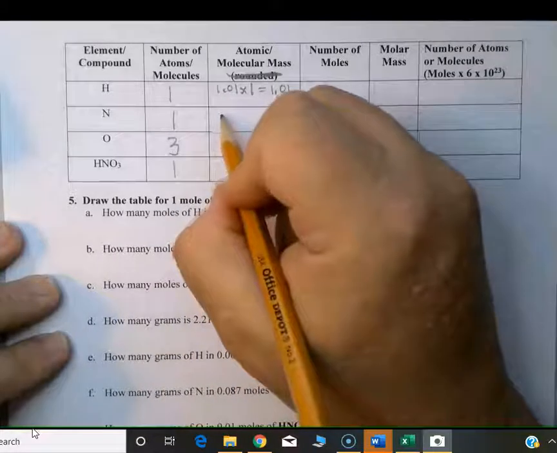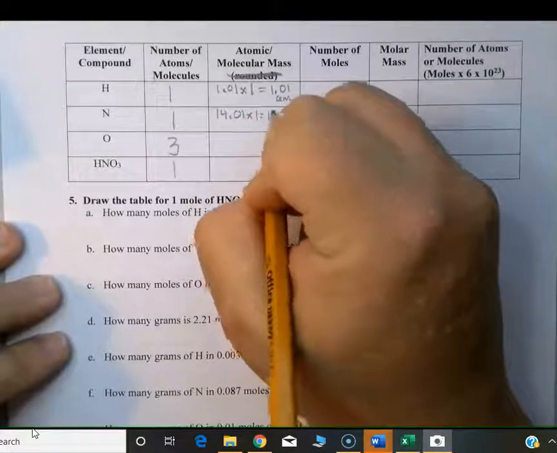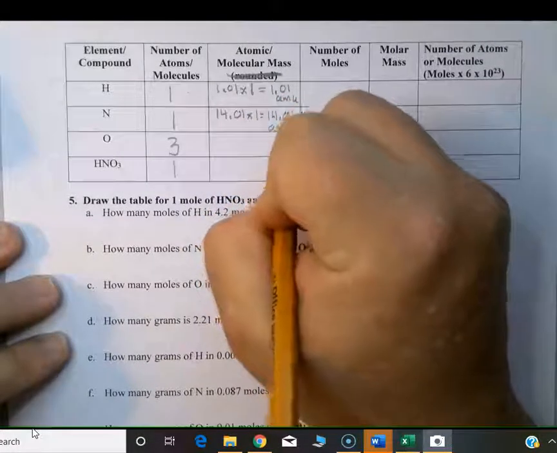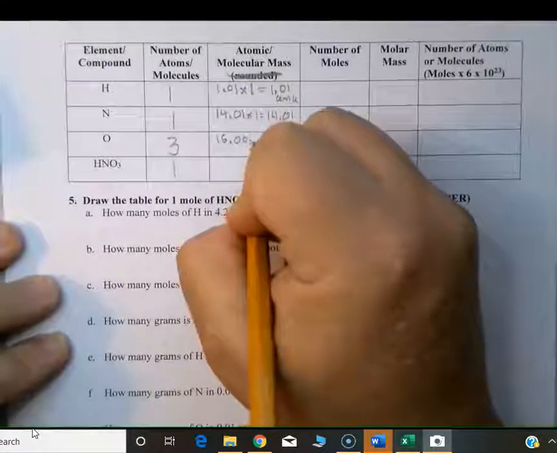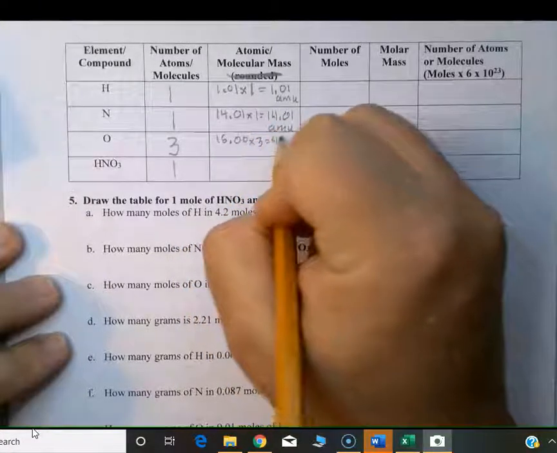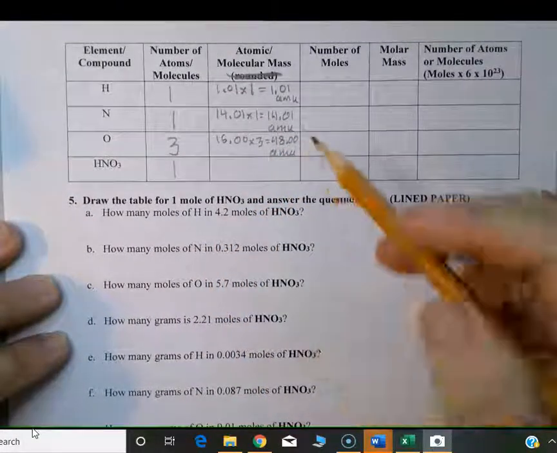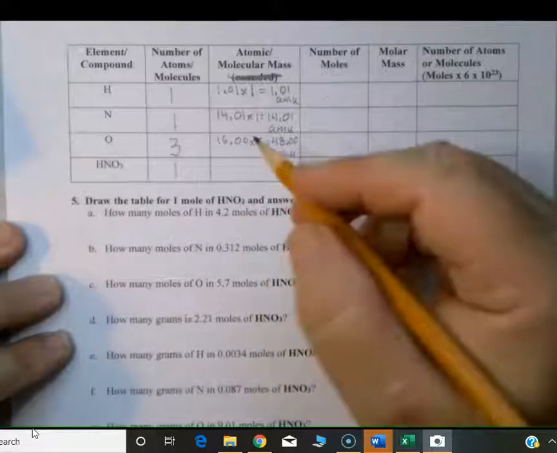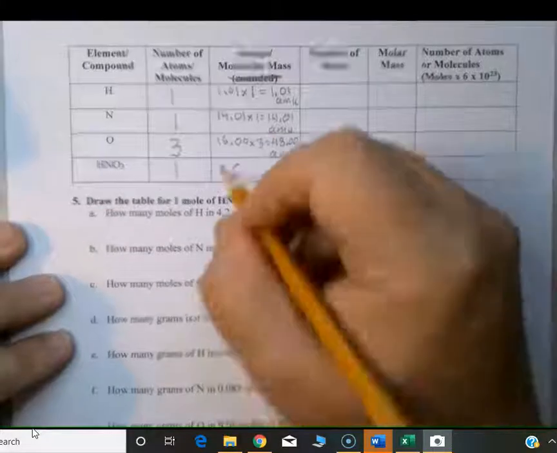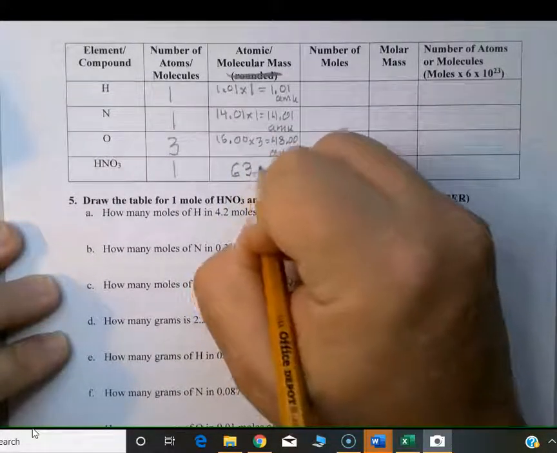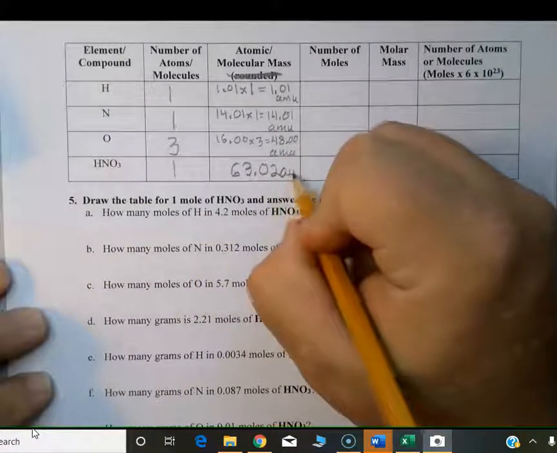Okay, next, same thing with nitrogen. Nitrogen is 14.01 times 1. And oxygen we've done many times before. Okay, and we add those up, we get 63.02, and that's in AMU.